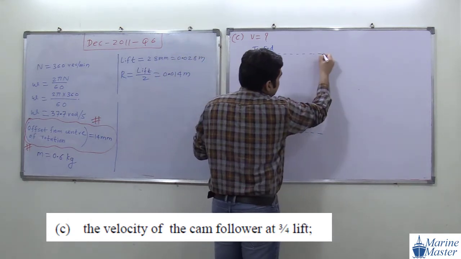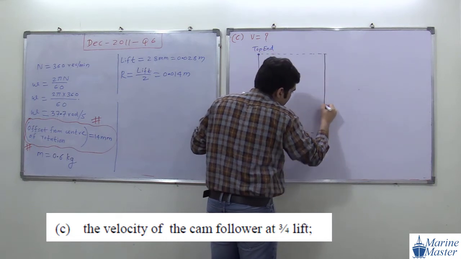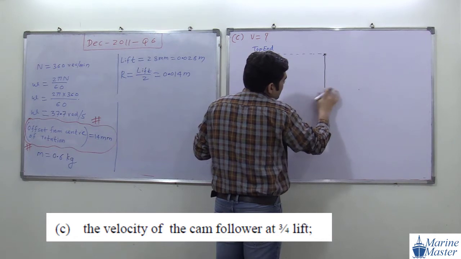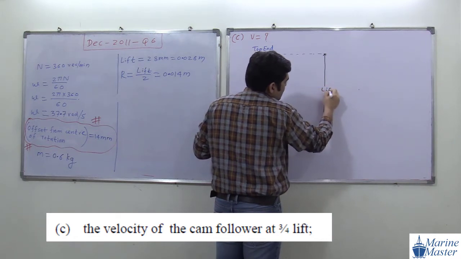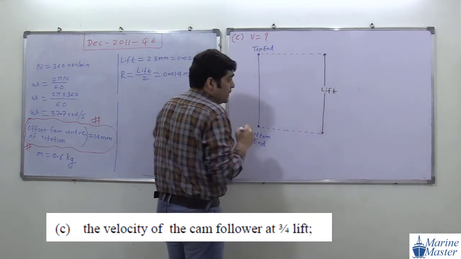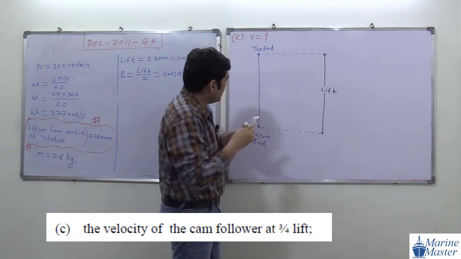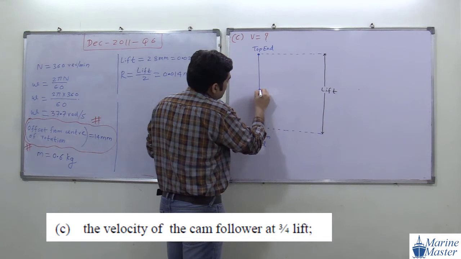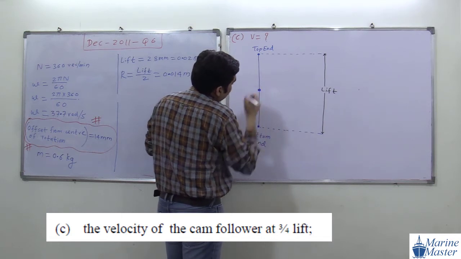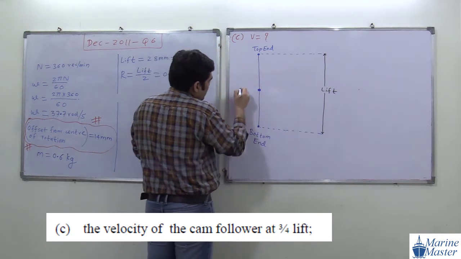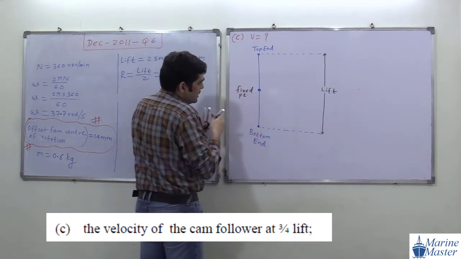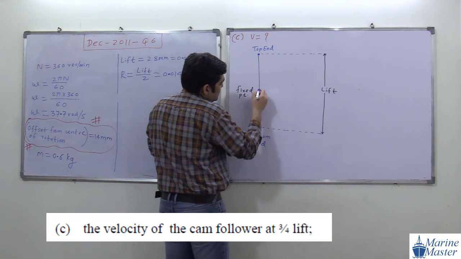Lift. Sorry, it is not mentioned in the question, so we calculate the value of lift. So this is the lift. We calculate the lift as 28 mm. Then, here, there is a midpoint or mid stroke. Or we will say this point is our fixed point.